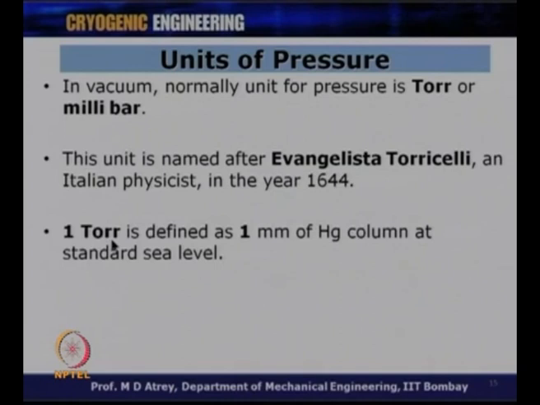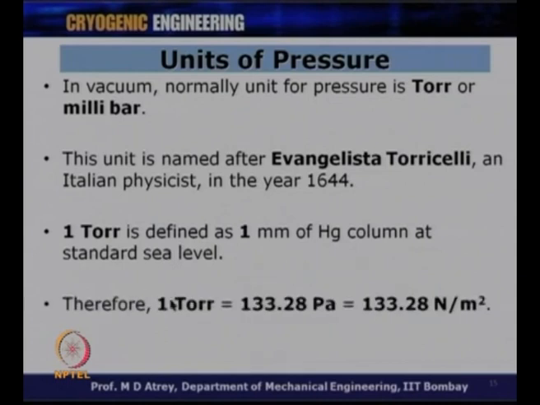So, what is this 1 torr? 1 torr is defined as 1 millimeter of mercury column at standard sea level. Imagine that 760 millimeter of mercury column makes 1 atmosphere, 1 bar, while 1 millimeter makes 1 torr. Or we can say 1/760 bar is nothing but 1 torr, or 1/760 atmosphere is equal to 1 torr. Naturally, the pressures in this range are much below atmosphere. Therefore, 1 torr is equal to 133.28 Pascal, that is, 133.28 Newton per meter square.